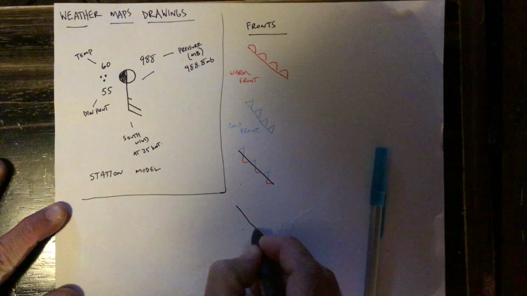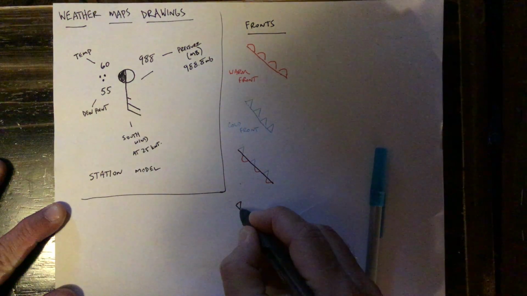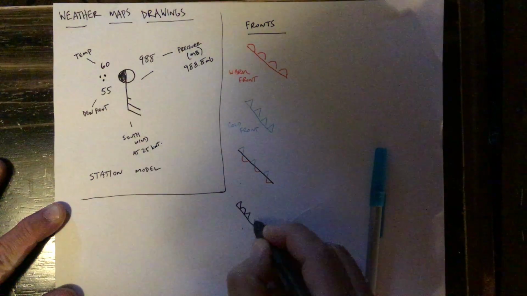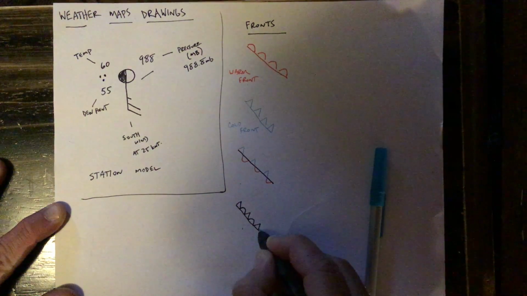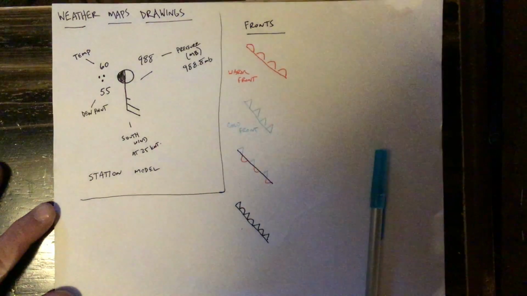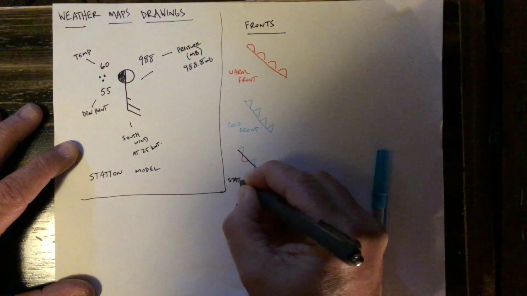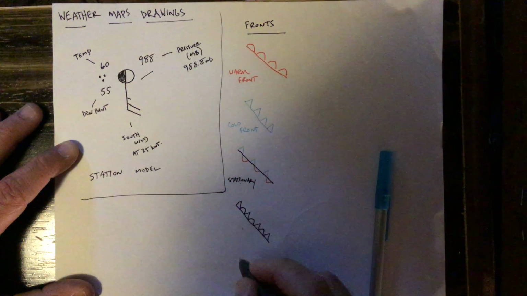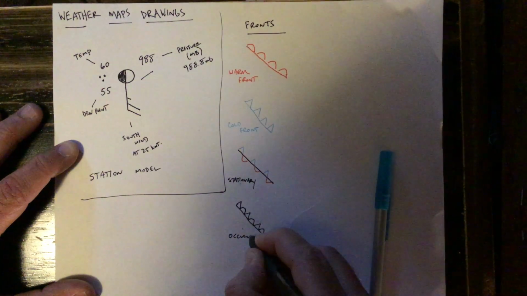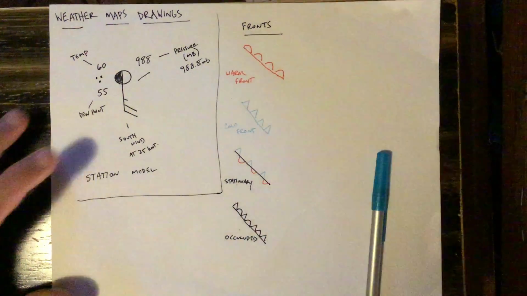And then there's a fourth kind that's called the occluded front, which has alternating triangles and half circles usually pointed in the same direction. So this one is stationary. This one is occluded.